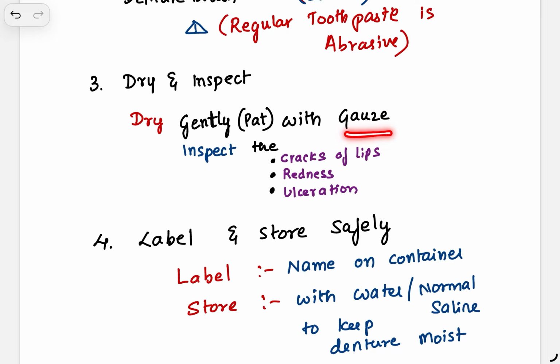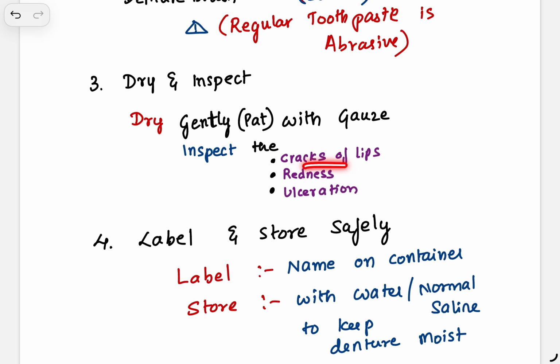So with the help of the gauze, that has to be dry gauze, okay. So inspect, so we have dry. So in the third step what they are saying is dry and inspect. In the dry step we have to dry the dentures with the dry gauze. Clear? What to inspect, sir?